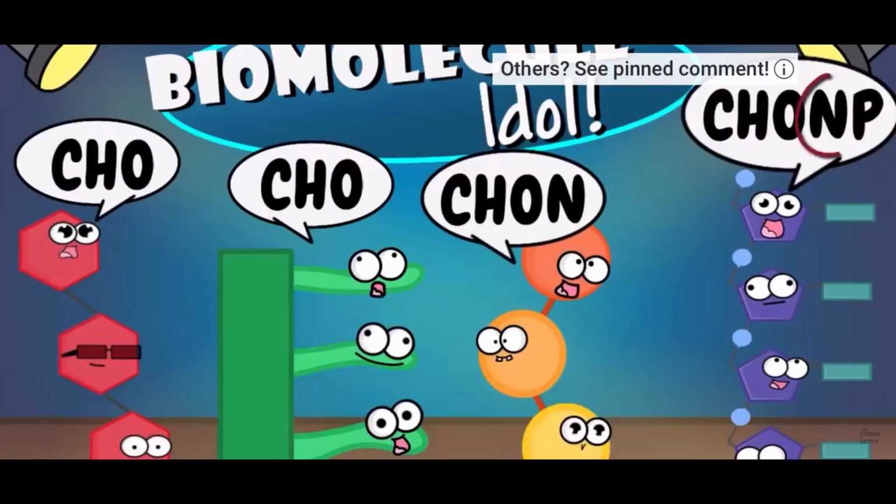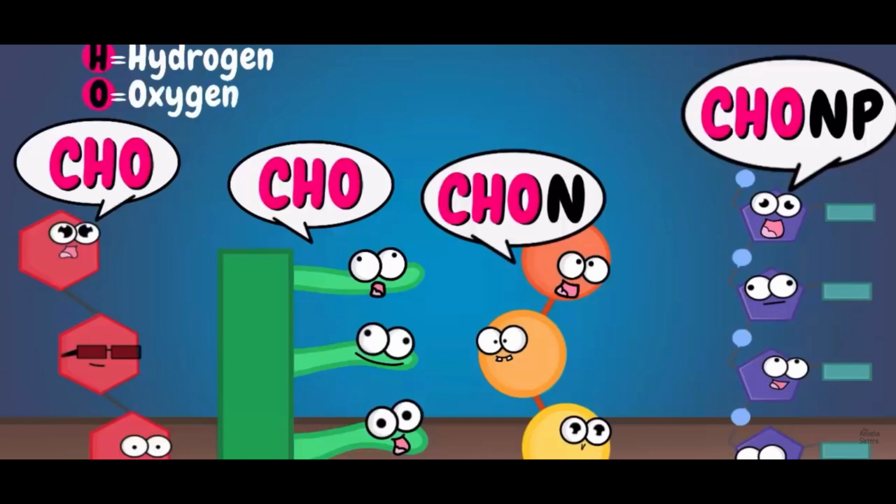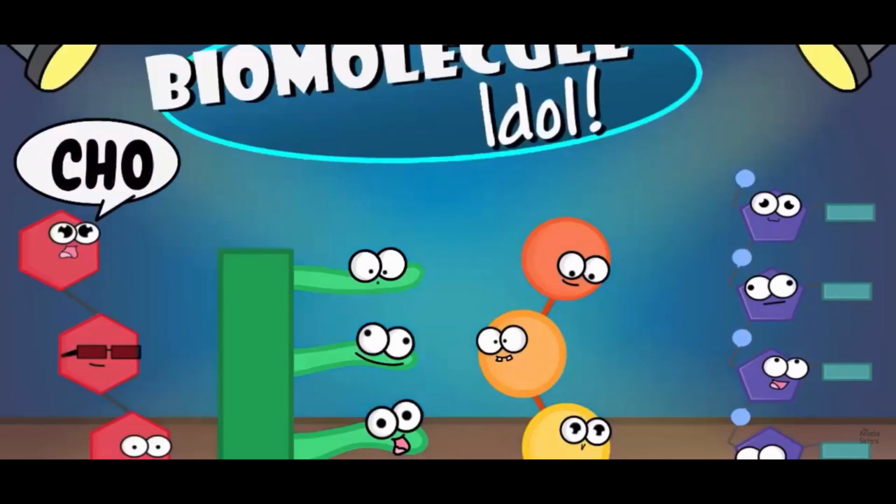The C stands for carbon, the H stands for hydrogen, the O for oxygen. So carbs, lipids, proteins, and nucleic acids all have that CHO in there. It's just that proteins and nucleic acids also have an N, which is nitrogen. And nucleic acids additionally have a P, which is for phosphorus. So again, CHO, CHON, CHOMP, the major elements in the 4 biomolecules.